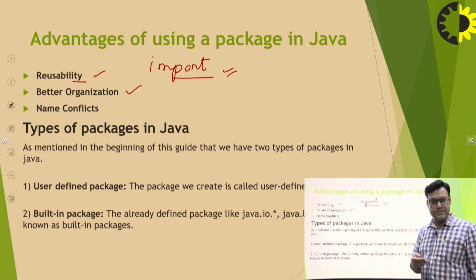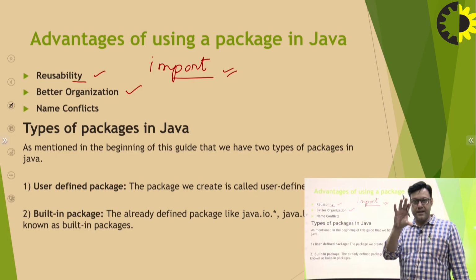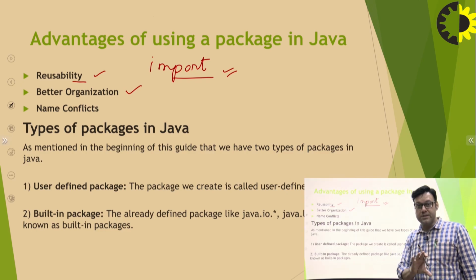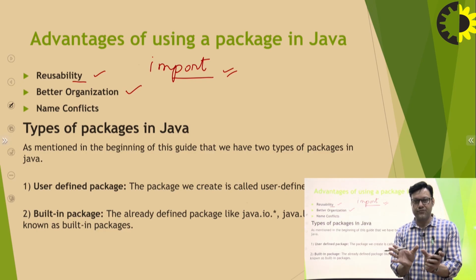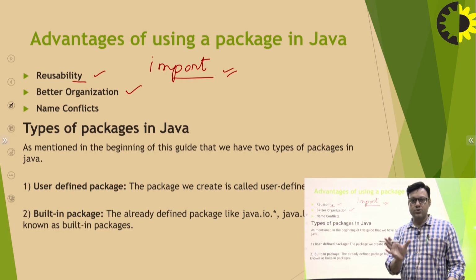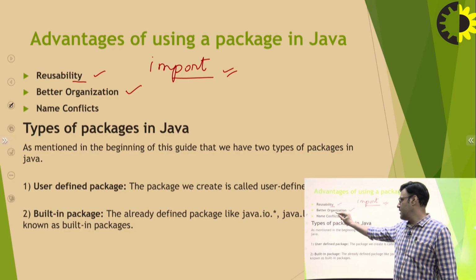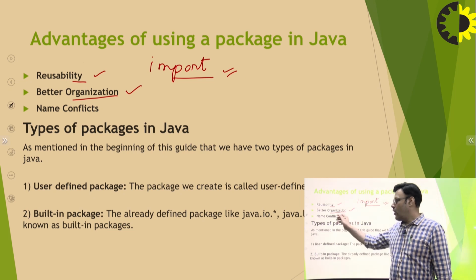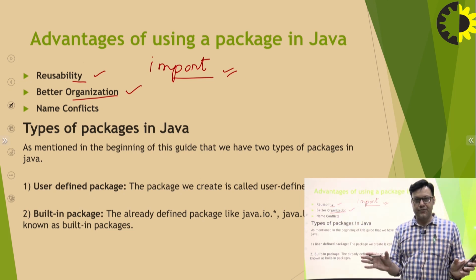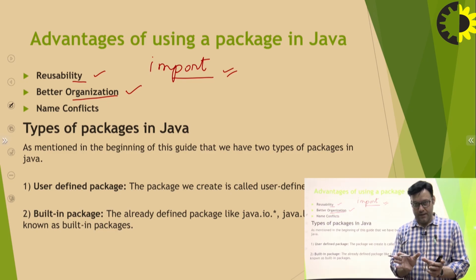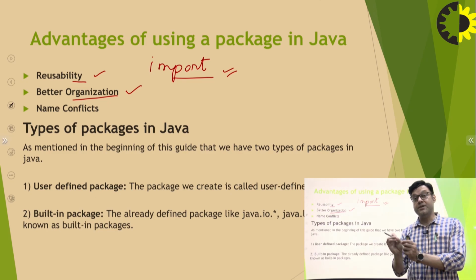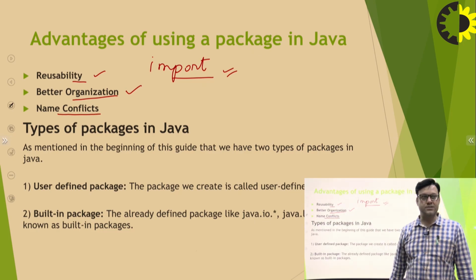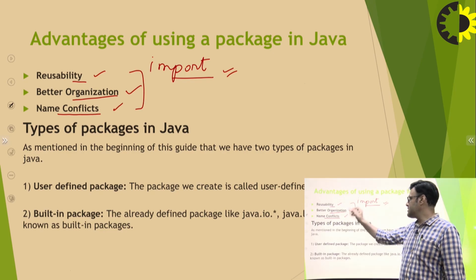Better organization: as you can see, we have a hierarchical structure. There is a main package, under it some sub-packages, and under those sub-packages a number of similar classes. So a hierarchical arrangement takes place, which helps in better organization. Also, different packages can have classes with the same name, so the confusion, the name conflict, can be resolved using packages. So these are the three important advantages of using a package.